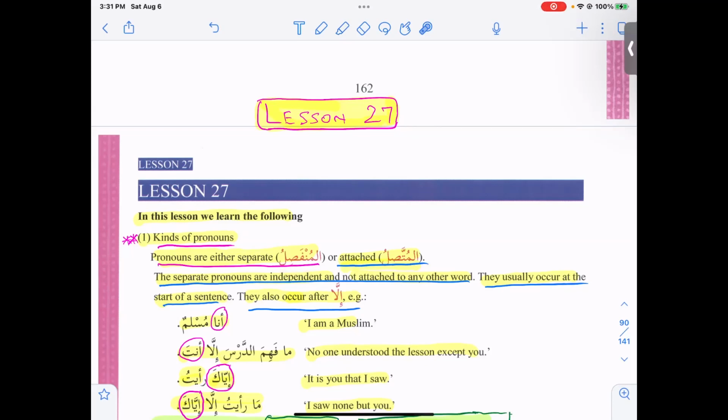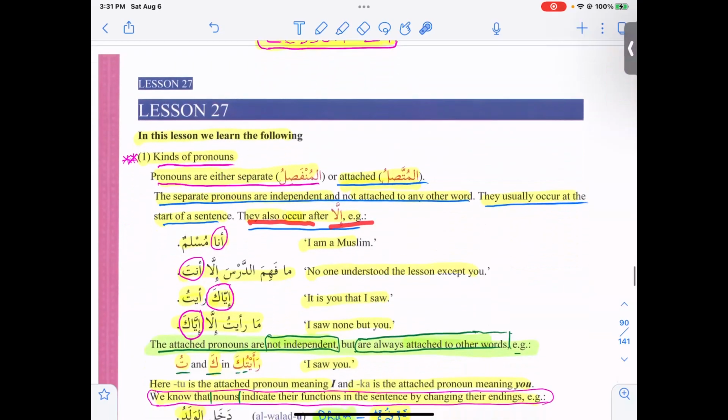If you say huwa talibun, that huwa is munfasilun. Separate. The separate pronouns are independent and not attached to any other word. Yes, not attached to any word. They usually occur at the start of a sentence. They also occur after illa. Start of the sentence, illa.